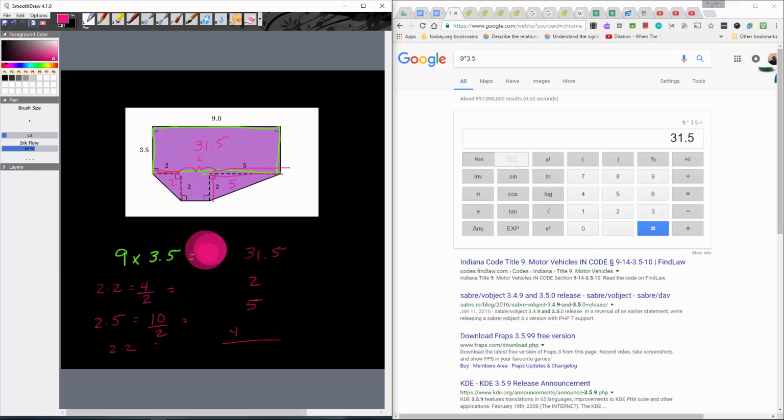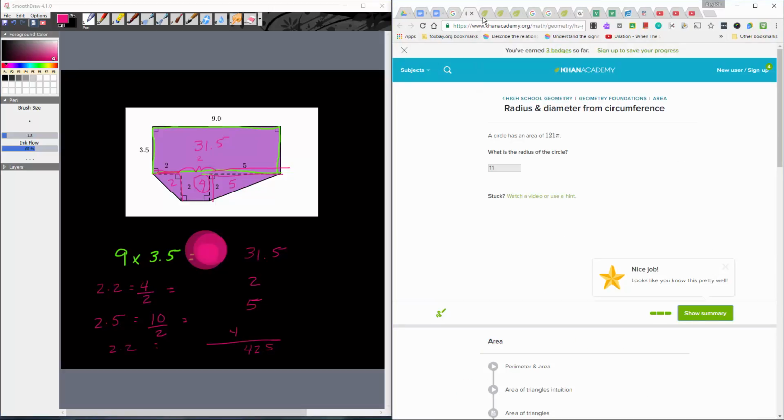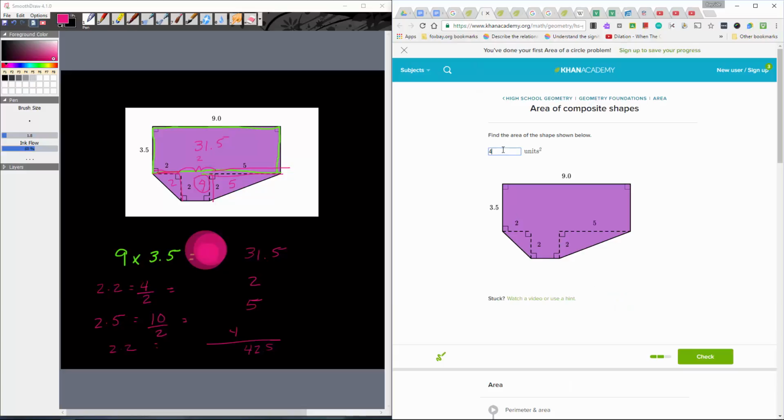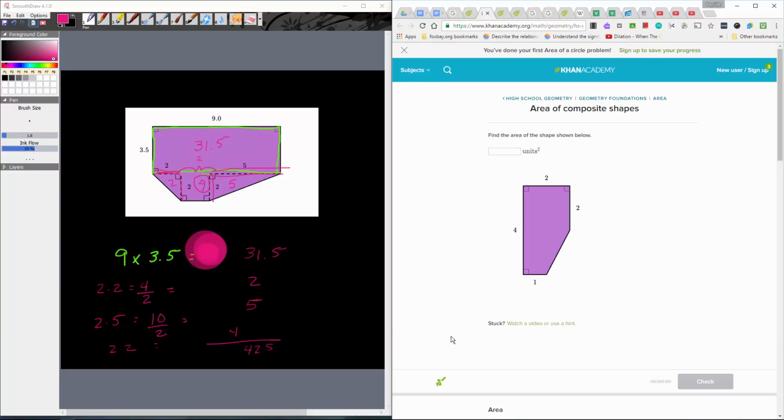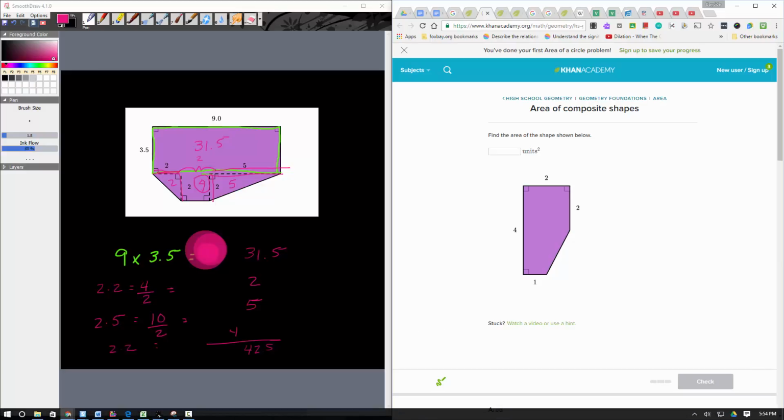So now that I have all these pieces, I simply have to add them together. So I have 2 plus 5, which is 7, plus 4 is 11. So 11 plus 31.5 is 42.5. And let's see if that works. So I'll say 42.5. All right, we'll try practicing again here. And you can, of course, turn this off right now if you get it, or I'm going to do one more example.